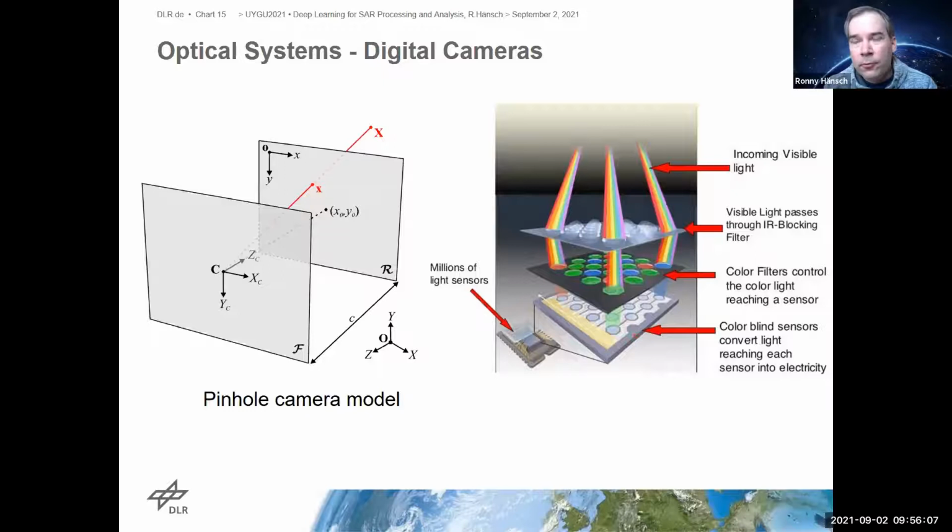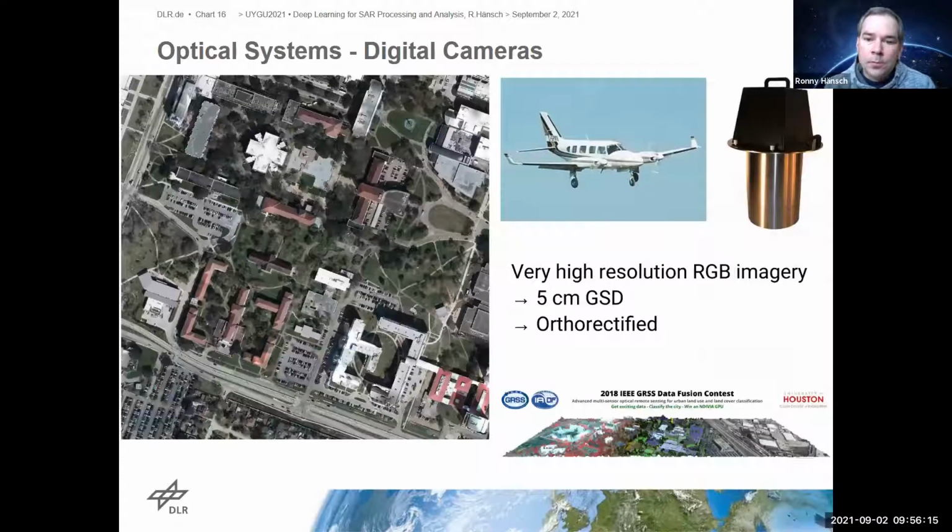There are other frameworks as well, but this is how most common digital cameras work. How does it look like? I mean, you can't just have it in your phone. The cameras that we are using in remote sensing look a little bit bigger. You can mount them on planes or on satellites, and then we can acquire images of the Earth in really high resolution. So this is an example from the Data Fusion Contest from 2018 that was organized by the IADF. And here we had, among other sensors, a 5 centimeter resolution optical image. So really high resolution acquired by a plane.